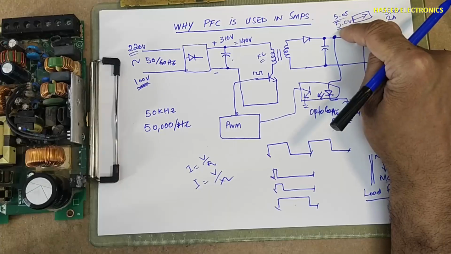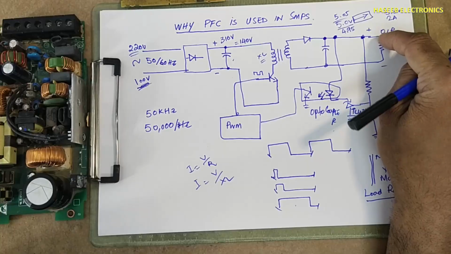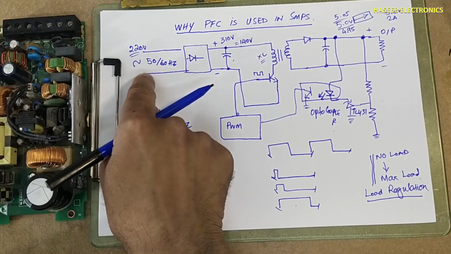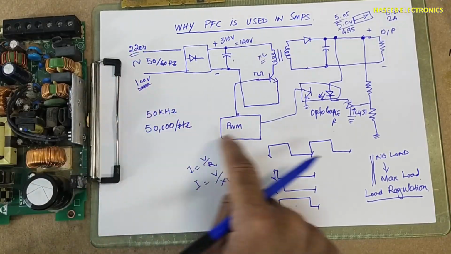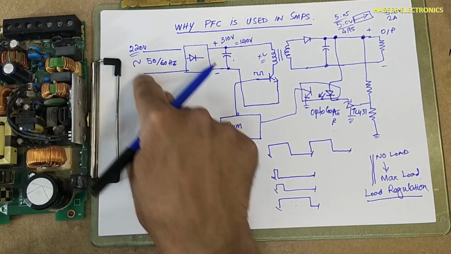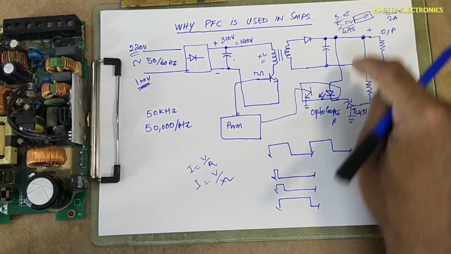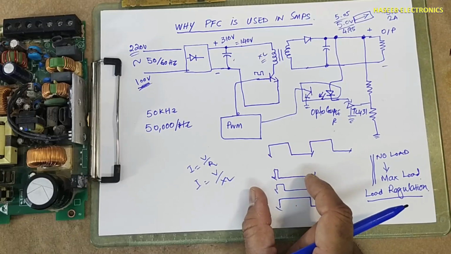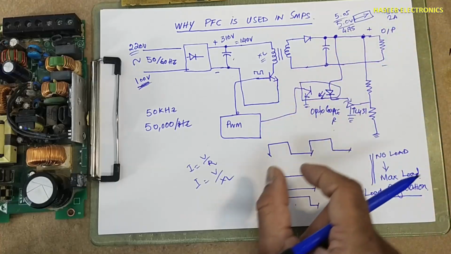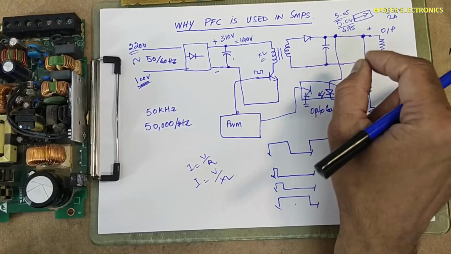Either this drop is due to load or a drop in line voltage. If due to load, it will adjust duty cycle. If this drop is due to line drop, it will adjust duty cycle. In both cases, line or load, if the voltage drops at this point, it will adjust duty cycle. It will increase duty cycle to increase voltage. If the voltage becomes high, it will decrease duty cycle to decrease voltage.